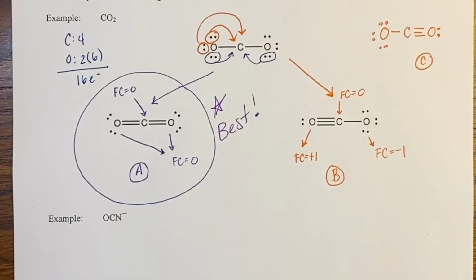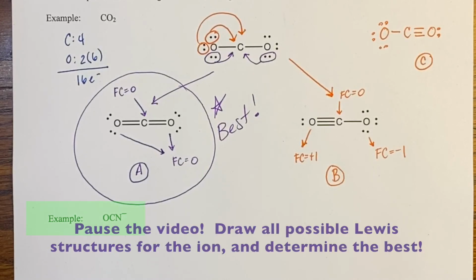At the bottom of your page, you have another example. OCN- is the isocyanate ion. I want you to work through this structure on your own. There are 3 resonance structures that you can draw that follow all of our rules for Lewis structures. I want you to draw all 3 of these structures, do an analysis of your formal charge, and then determine the best structure for the isocyanate ion. Pause the video and determine the best resonance structure for the isocyanate ion.